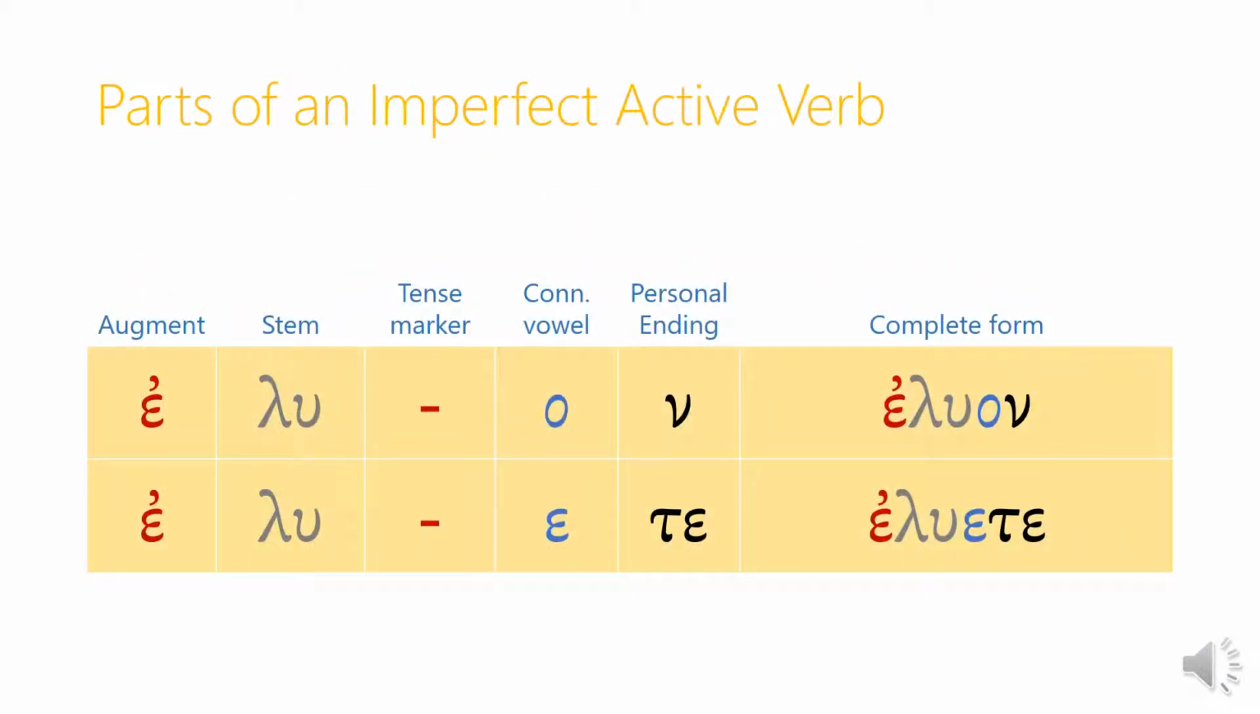Here are the parts of an imperfect active verb. We have the augment at the beginning, indicating past time. We have the stem, in this case lu for luo. No tense marker, and our regular omicron or epsilon connecting vowel, depending on what person and number we're looking at. And then the secondary personal endings. So we have complete forms like eluon and elueta.